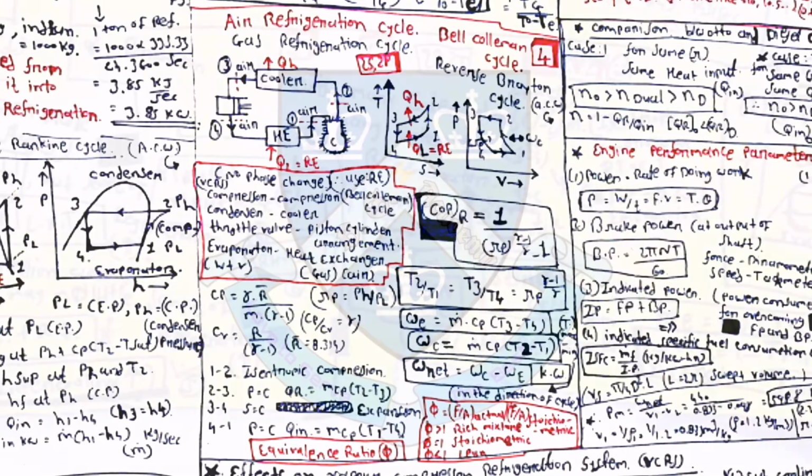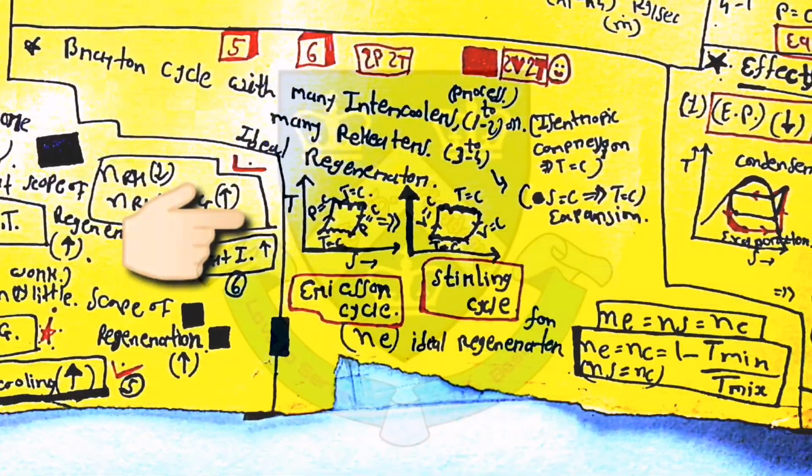Then coming towards the fifth and sixth cycles, which are the Ericsson cycle and the Stirling cycle. There are only two diagrams for both. The first is the TS diagram for the Ericsson cycle, and the second diagram is for the Stirling cycle. Basically, the Brayton cycle with many intercoolers and many reheaters is known as the Ericsson and Stirling cycles.